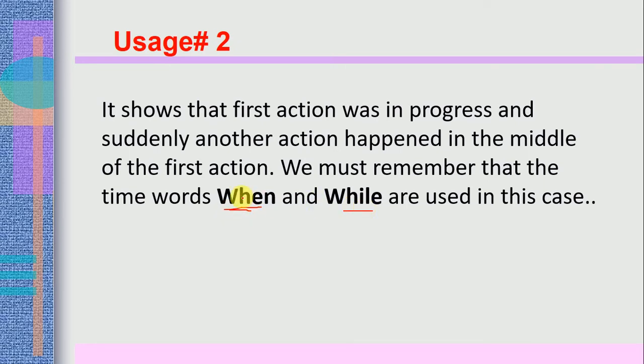When is used with simple past tense, right? When is used with which tense? Simple past tense. And while is used with past continuous tense.